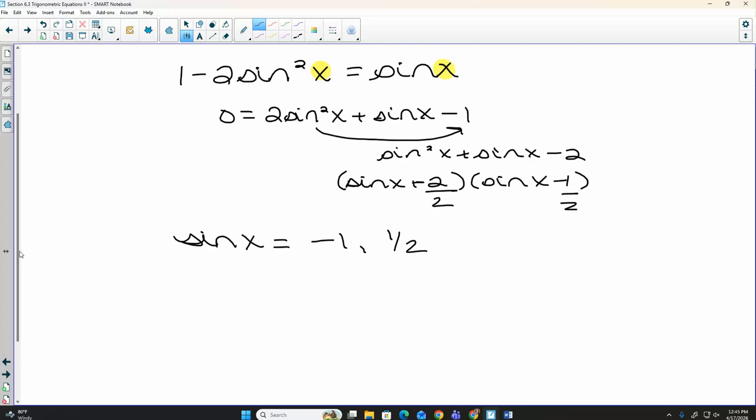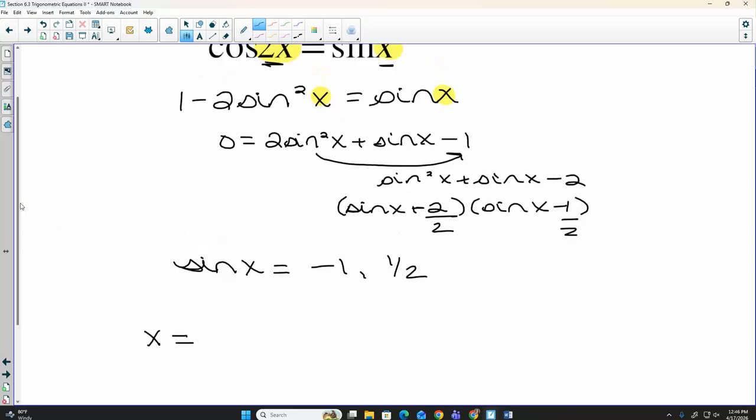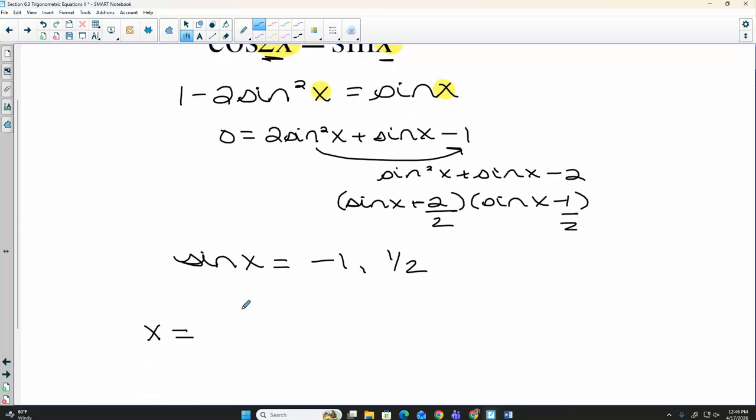Again, at this point, my angle is x, so I don't have to do anything weird. I'm just answering this question. When is sine -1? We were in 270 degrees. Okay, sine equal 1/2. In which quadrants is sine positive? Reference angle. When is sine 1/2? Which is pi/6. So pi/6 in quadrant 1 is pi/6.